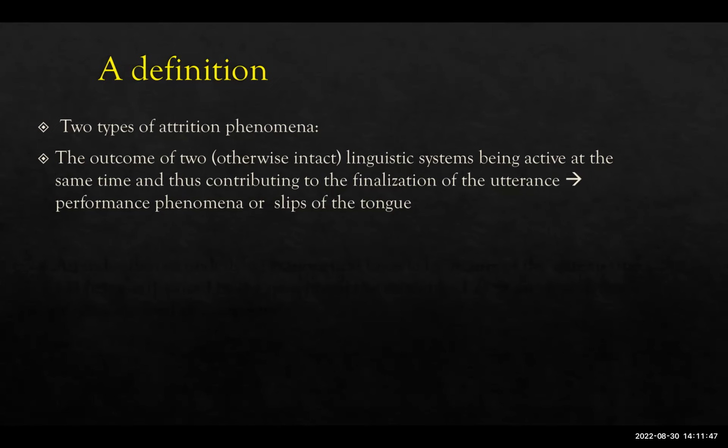Why am I saying so? Because whenever I need to retrieve it again, it's there. It's not gone. It's there. It slows me down if I want to retrieve it. So this kind of attrition can be the outcome of two linguistic systems being competitive with each other, and it just interferes when I need to utter something.